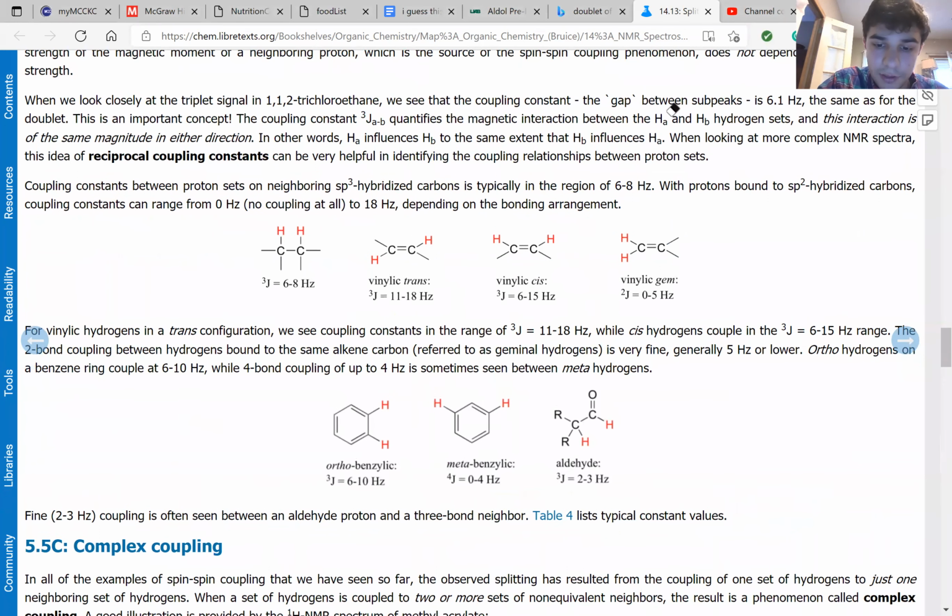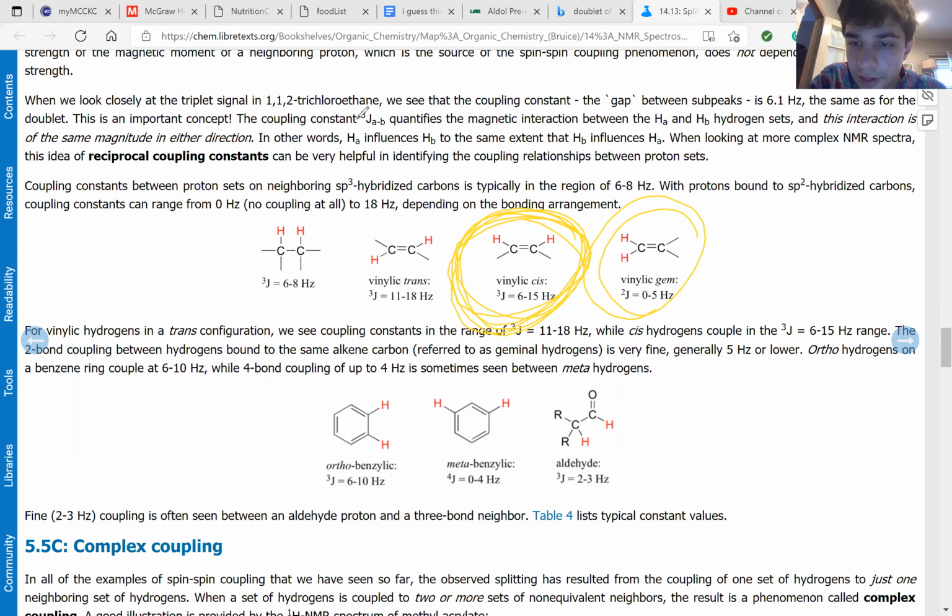Typically, your vinylic trans will have a J value of 11 to 18 hertz, measuring the difference, or if they're cis, they'll have a difference of 6 to 15, a lower coupling value. And you see this coupling here is kind of always constant. And also there are adjacent ones which you won't have to deal with in your specific one, but it's still good to be aware of that.